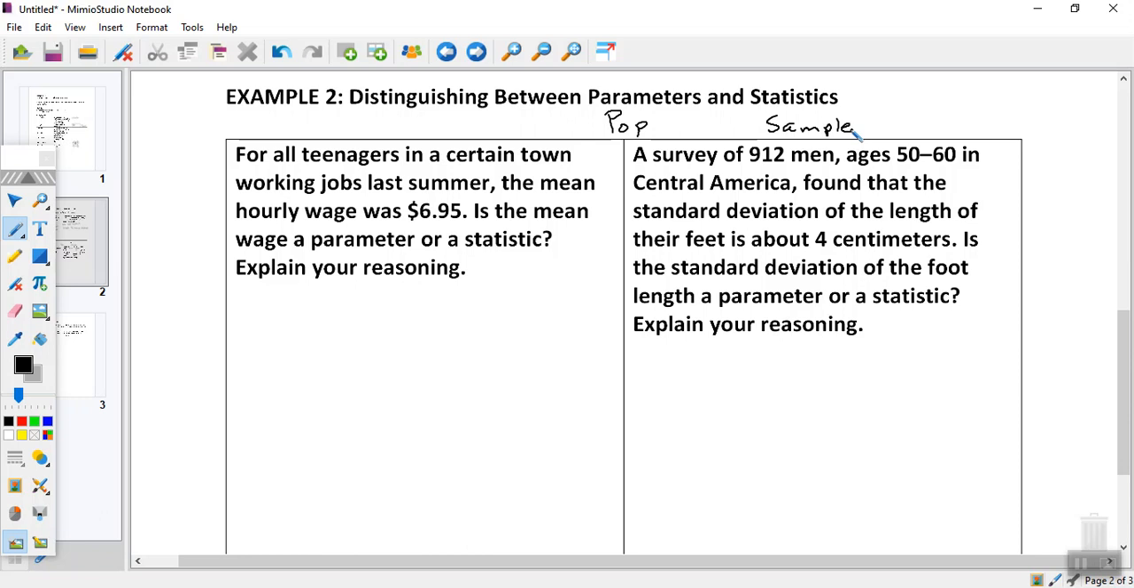Okay, so how many of you guys are teenagers in here? How many of you guys have a summer job? Is there anybody in here that doesn't? Is there anybody that doesn't have a summer job? I might not. Okay, that's fine.